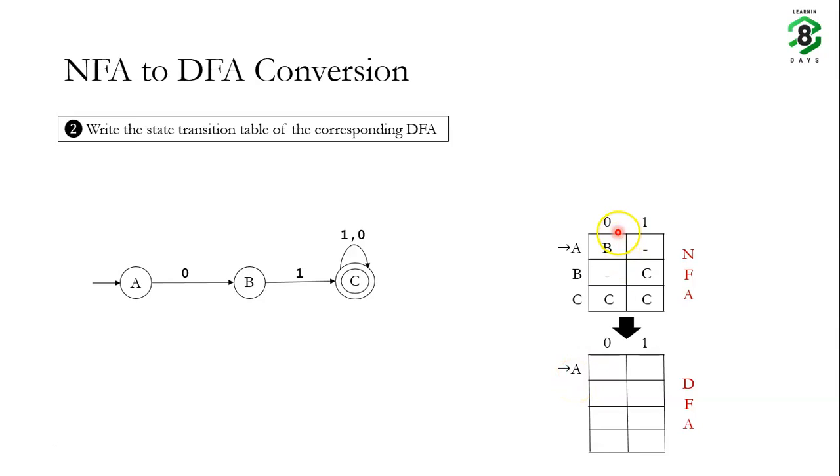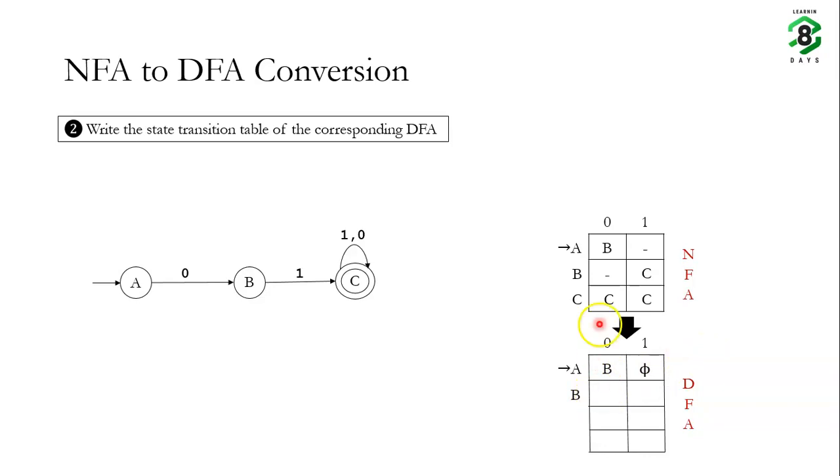On state A with input 0, the NFA went to state B, so the DFA can go to the same state B. But on state A with input 1, there is no transition in the NFA. So what should be the corresponding transition in the DFA? In such cases, we take the DFA to a trap state, and trap states are commonly denoted as phi. A trap state is a state from which the DFA can never go out. So once it enters the trap state phi, it will always remain there. Okay, so the next state in our DFA is B.